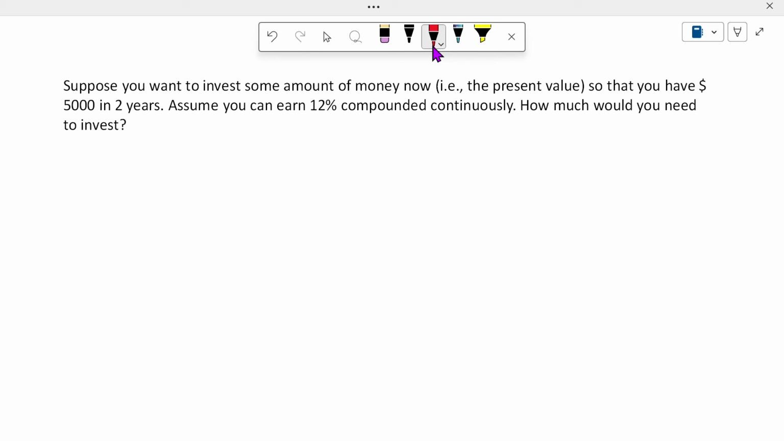Let's see another question. Suppose you want to invest some amount of money so that in 2 years, you get $5,000. Assume you can earn 12% compound interest continuously. So how much will you need to invest?